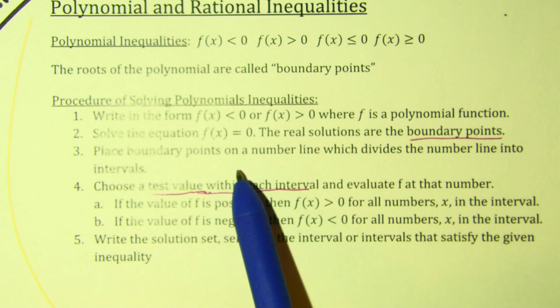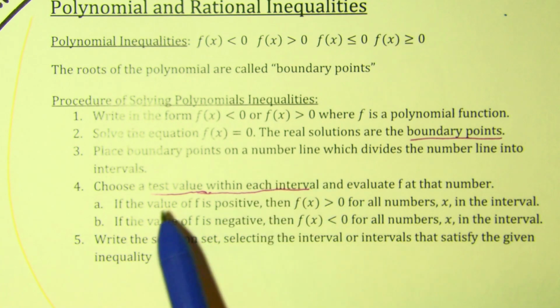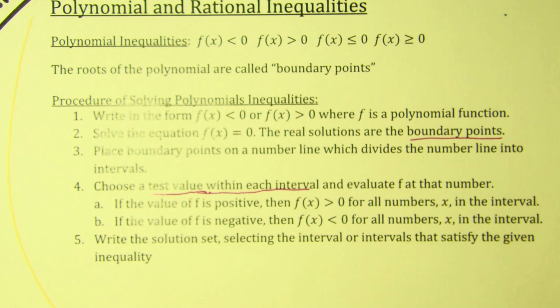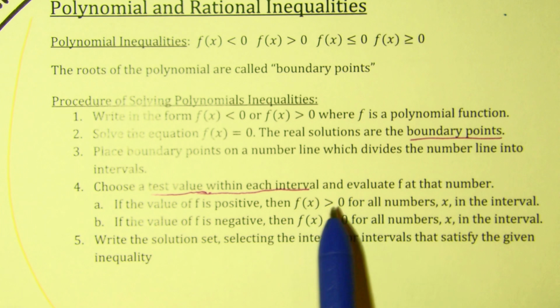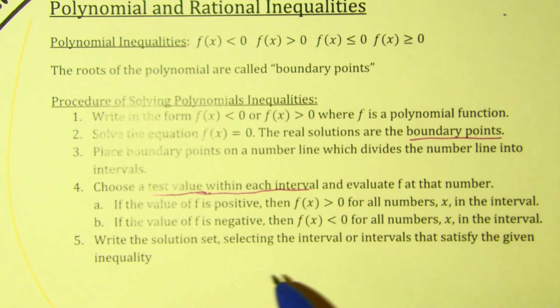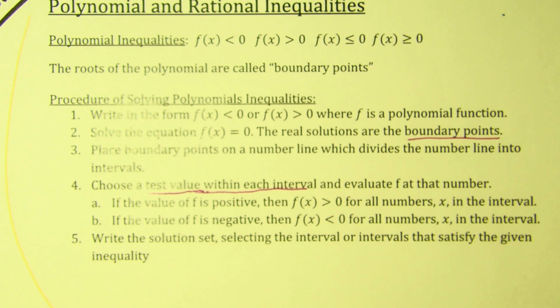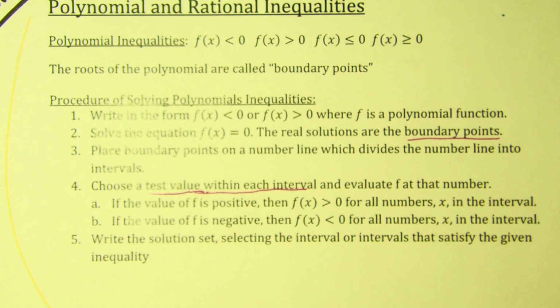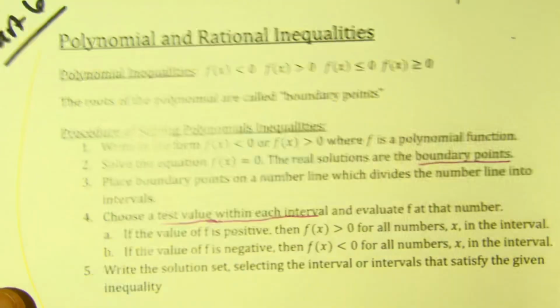We'll then place the boundary points on a number line, and then that'll divide it into intervals. We'll choose a test value within each of those intervals and evaluate f at that number. And then we'll determine whether it's positive or negative on each of those intervals. And then depending on whether we're looking for where it's positive or where it's negative, that'll be our answer. And then we'll write our solution set in interval notation and typically also graph our inequality. So that's what we're looking at in these first few examples.